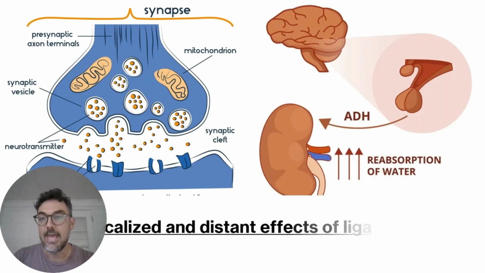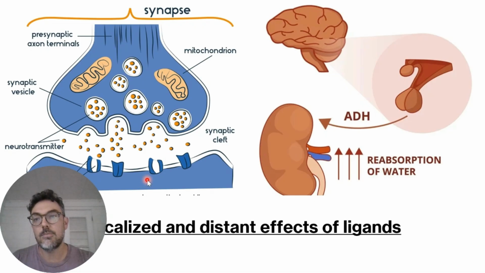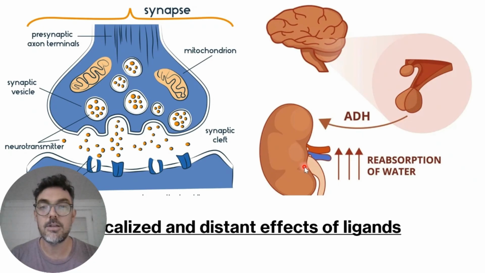Last, and I'll make this quick, neurotransmitters have a very localized effect because the neurotransmitter is meant to travel very short distances from the presynaptic cell to the postsynaptic cell. That's a few micrometers. Whereas hormones are built to travel very long distances through the bloodstream, so they're going to have very distant effects. So ligands can have localized or distant effects, such as hormones like ADH, antidiuretic hormone, which regulates water absorption in the kidney. Remember that?